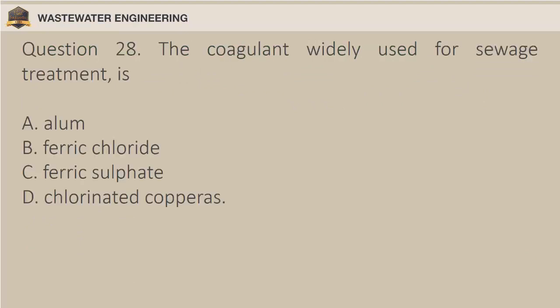Question 28. The coagulant widely used for sewage treatment is A. Alum. B. Ferric chloride. C. Ferric sulfate. D. Chlorinated copperas.